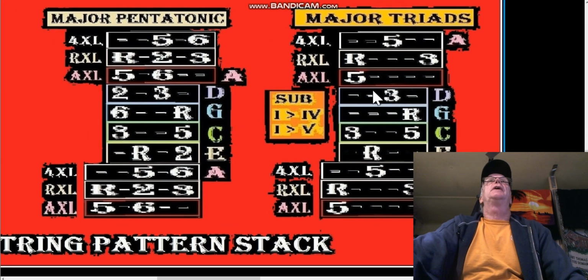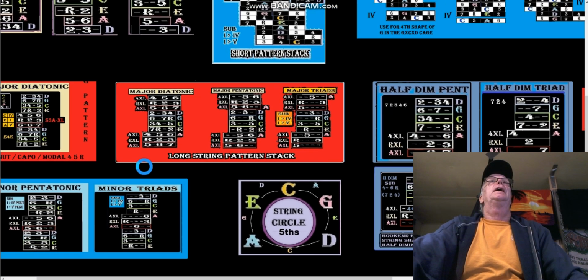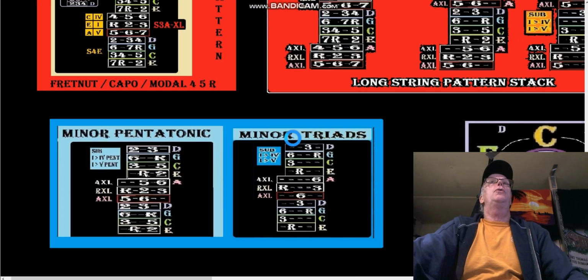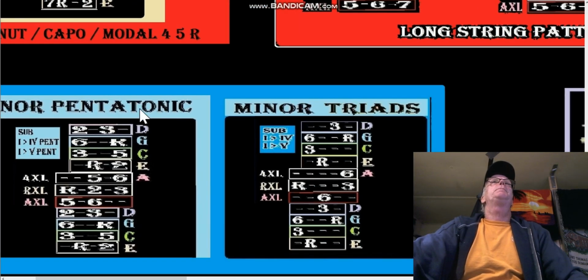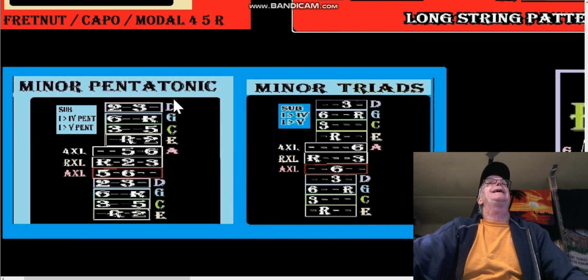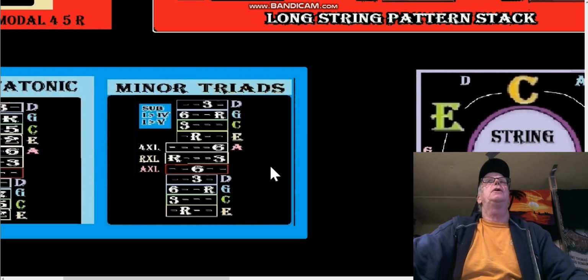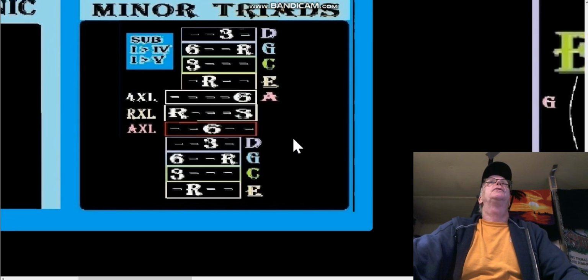Now with the minor triads, it could get a little tricky. That's why we have to take it slow. Now don't worry about pentatonic, because I think I could do too much razzle-dazzling. Let's skip to the triads, because that's what I'm slow at right now. I have to learn the minor triads.